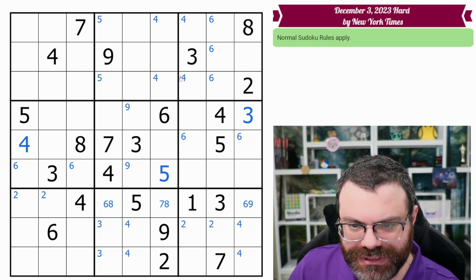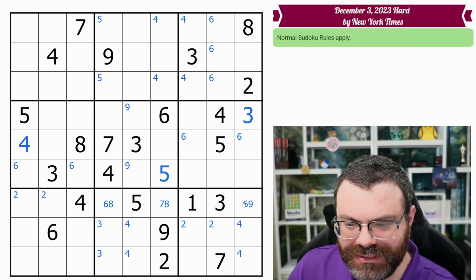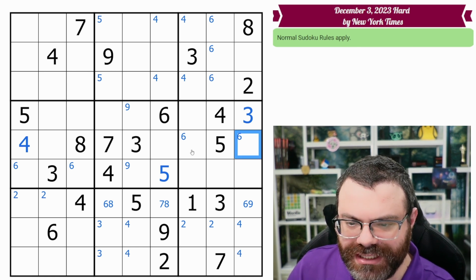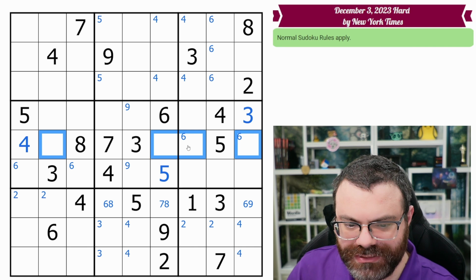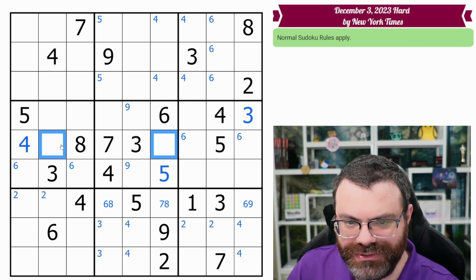Okay, let's look for more restricted cells here. There's not really an obvious place to look. I guess maybe this row has 4 open cells, so we need 1, 2, 6, and 9. We know 6 is restricted, so these are down to 1, 2, 9.